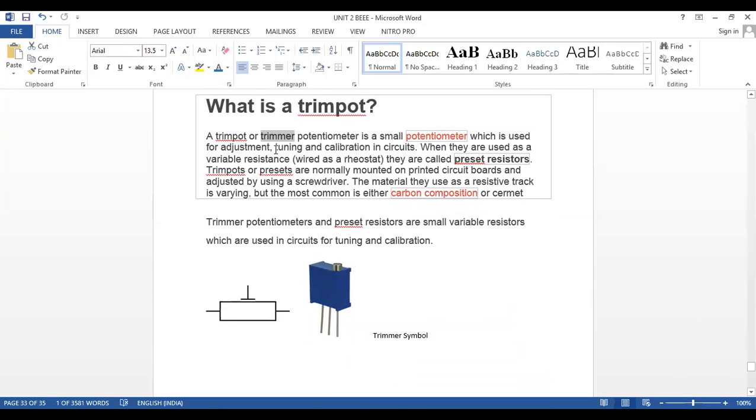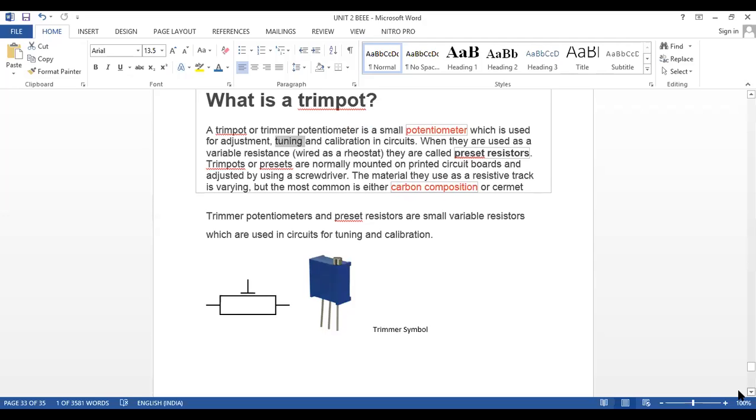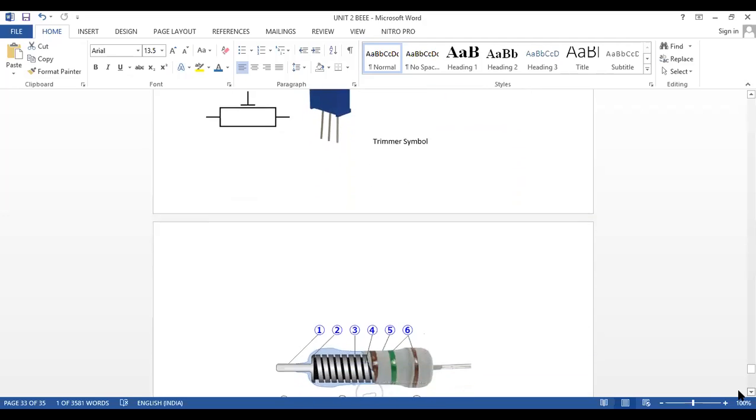It is used for tuning applications. In all the remote control circuits, we have the trimmer, which is nothing but, again, a variable potentiometer or variable resistor. Now you see there is no new explanation here. I'll show you this one.